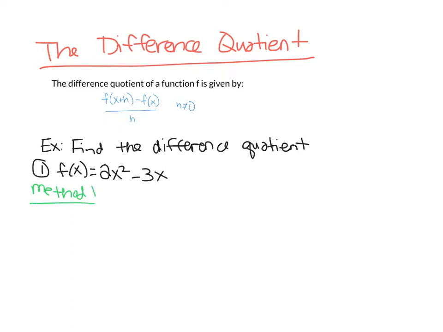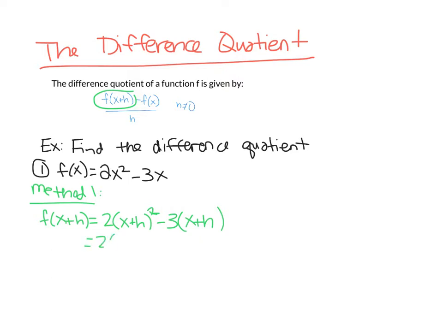Okay, so method one is breaking up that difference quotient formula into pieces. The first part of it that I have is f of x plus h. In order to evaluate that, I am going to work this out like that. So go ahead, pause the video. I want you to work it out on your own, please.